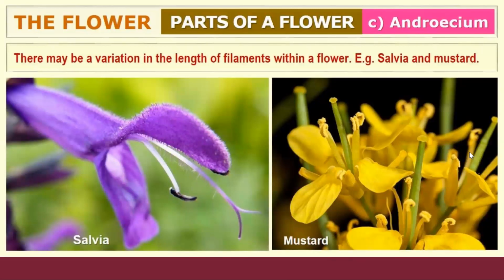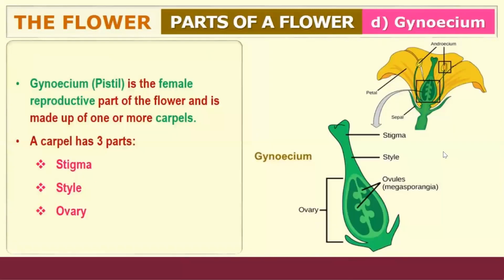There may be variation in the length of filaments within the flower. For example, as you can see on the screen, salvia and mustard. So the length of the filament may vary.